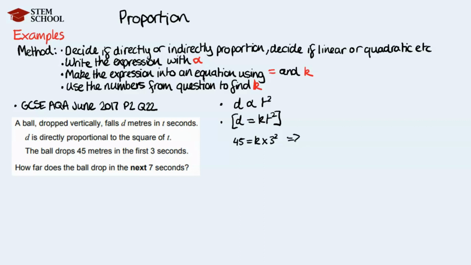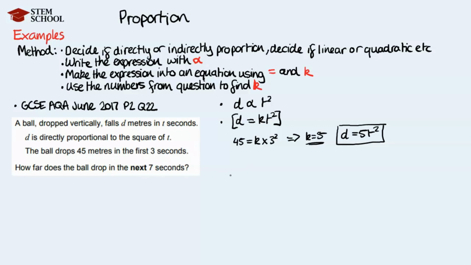So when you work this out, you'll get k is equal to 5. And now sub that back into the formula, so we have d is equal to 5t squared. Okay, so we've been asked to figure out how far the ball drops in the next 7 seconds. So what we need to do is figure out the distance at 10 seconds and then take away the distance at the 3 second mark, and that'll figure out how much the ball drops in the next 7 seconds.